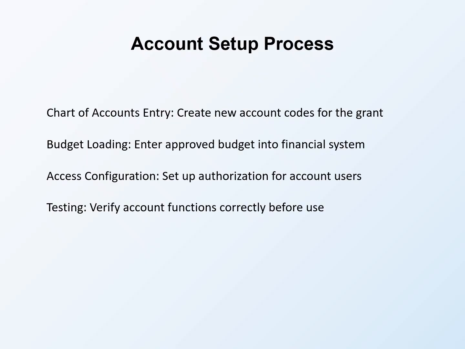Budget loading enters your approved budget into the financial system. Input each budget category with its approved amount. This loading enables budget to actual comparison throughout the grant period. You should be able to see at any time how much was budgeted, how much has been spent, and how much remains in each category. Access configuration sets up authorization for account users.